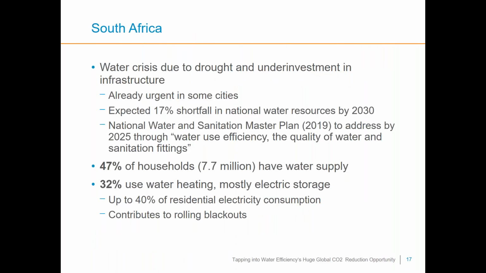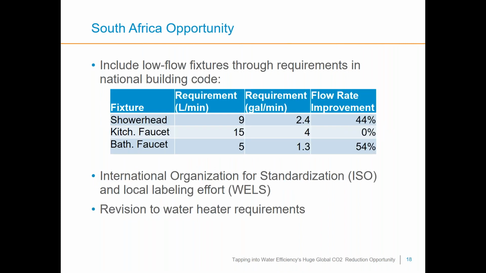And lastly, I'll just touch on South Africa. As you may have heard, there is an urgent water crisis in Cape Town and some other cities. Also a shortfall in national water resources is forecast in the near future, and there is a government mandate to focus on water use efficiency. As before, about half the people have water in the home, and a third use water heating. This water heating is similar to the US electric storage, but it's such a significant electricity user. This is a main factor in blackouts throughout the country. So water efficiency could help stabilize the grid.